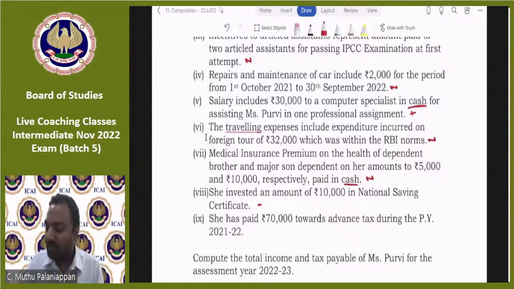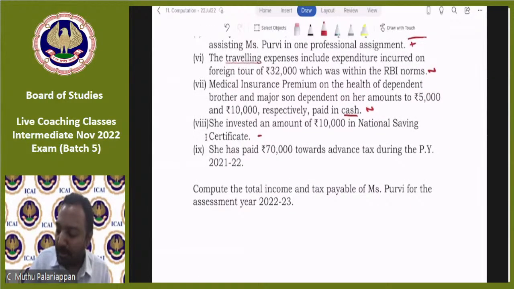And then she has paid 70,000 during advance tax. This needs to be considered. So this also I'll put as minus because it must be reduced from the tax. So these are all the adjustments that we'll have to make for this particular question.